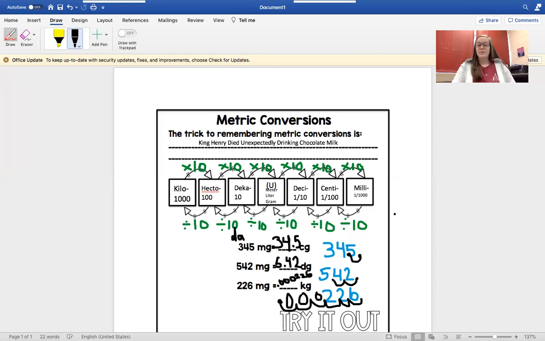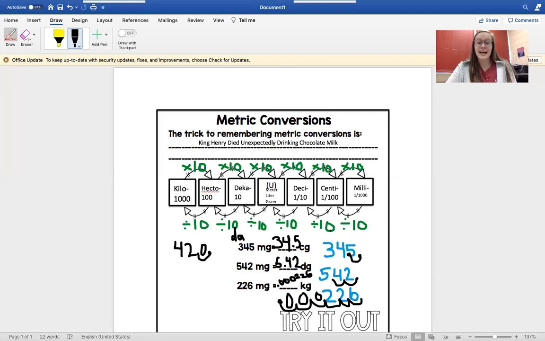So remember, if you're moving to the left, you are dividing, which means you move the decimal to the left. If you're moving to the right on your chart, you're multiplying, which means you move the decimal to the right. So if we were going from kilograms to hectograms, and I had 42 kilograms, and I wanted to know how many hectograms that was, my decimal's at the end. I would move it to the right once. That would put me at 420. So remember, you're just moving that decimal either to the left or to the right.